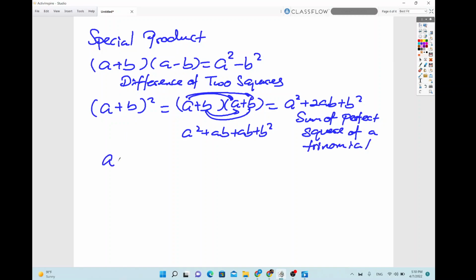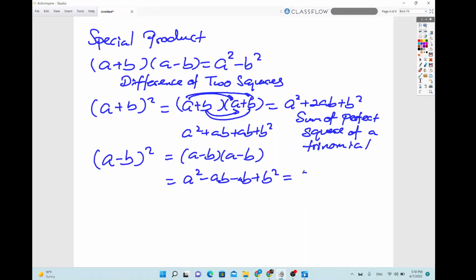Okay, and then the other one is a minus b, a similar situation. So instead of being plus, it's minus. Once you expand it, it's a minus b times a minus b, and then FOIL, so a squared minus ab minus ab plus b squared. So this one is a squared minus 2ab plus b squared. So this one is called the difference of perfect square of a trinomial.